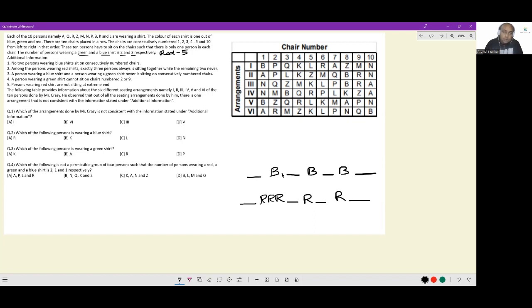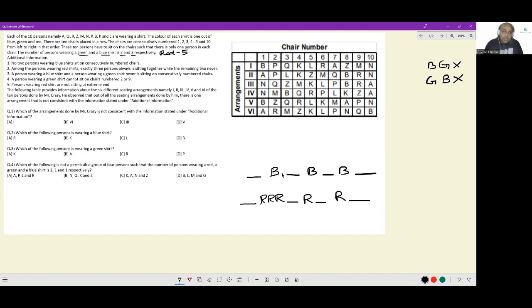A person wearing a blue shirt and a person wearing a green shirt never sit on consecutively numbered chairs. So I cannot have BG. I also cannot have GB. Blue, green, green, blue cannot happen.